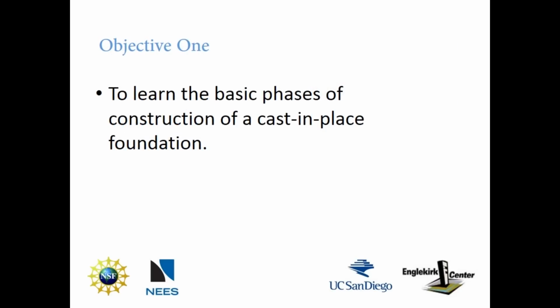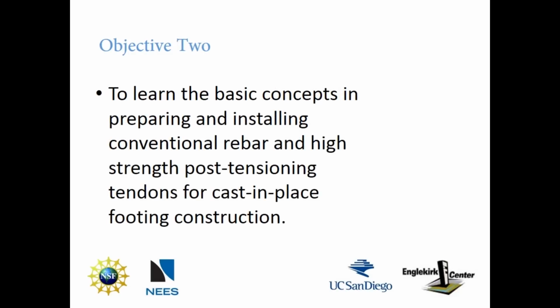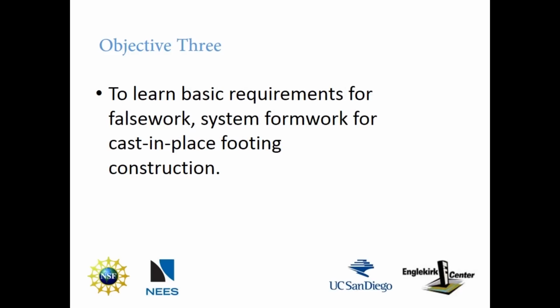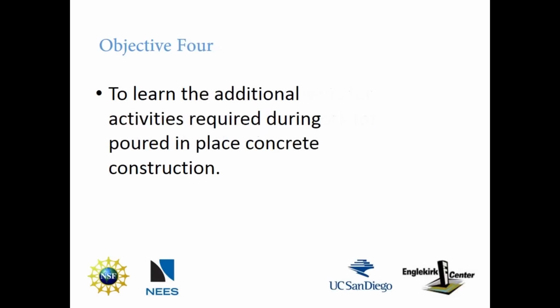The first and primary objective of this video is to utilise the 5-storey building test at UCSD as a case study to learn the basic phases of construction of a cast-in-place foundation of a tall building. The second objective is to learn the basic concepts in preparing and installing conventional rebar and high-strength post-tensioning tendons for cast-in-place footing construction. The third objective is to learn basic requirements for falsework for cast-in-place footing construction. The final objective is to learn the basic stages of using concrete in foundation formation and the different testings that were conducted during and after the pouring of the concrete.